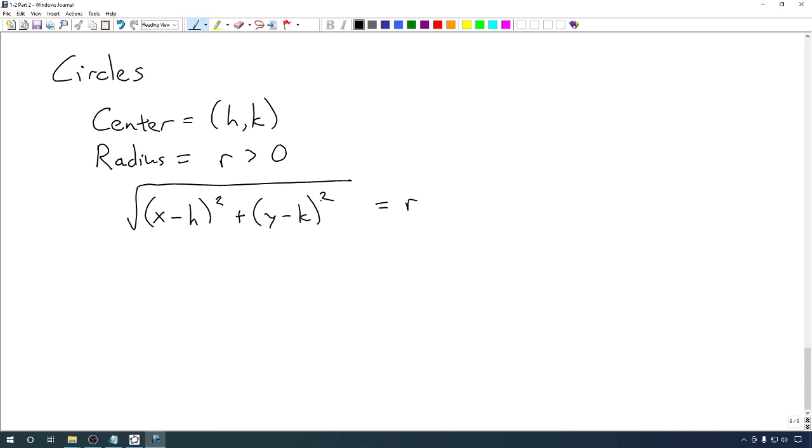Now, we'd like to not have to deal with the square root if we can help it, so we'll go ahead and square both sides. There's actually no problem there because everything ends up being positive. We already had r equal to a positive number, and everything underneath the square root is already positive because of the squares. And so this is our general formula for a circle: (x minus h) squared plus (y minus k) squared is equal to r squared.